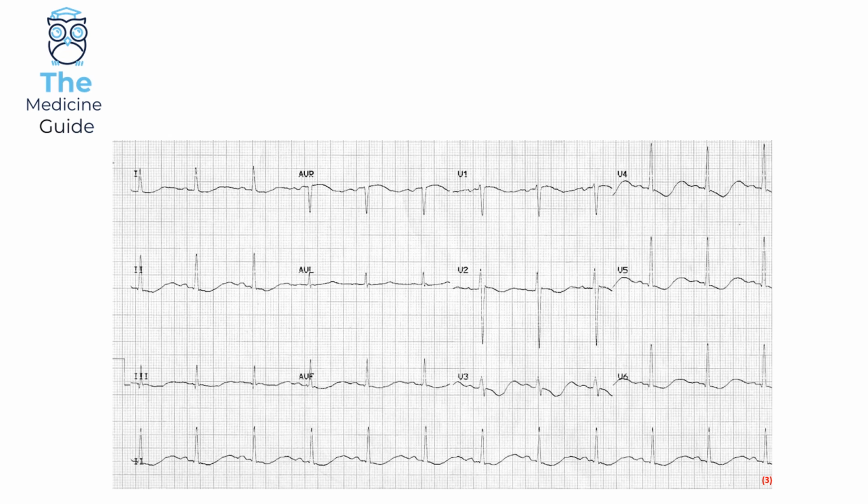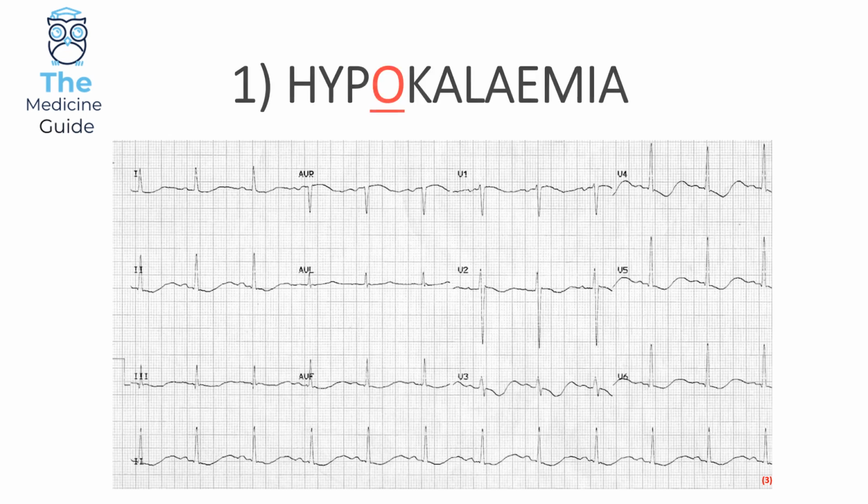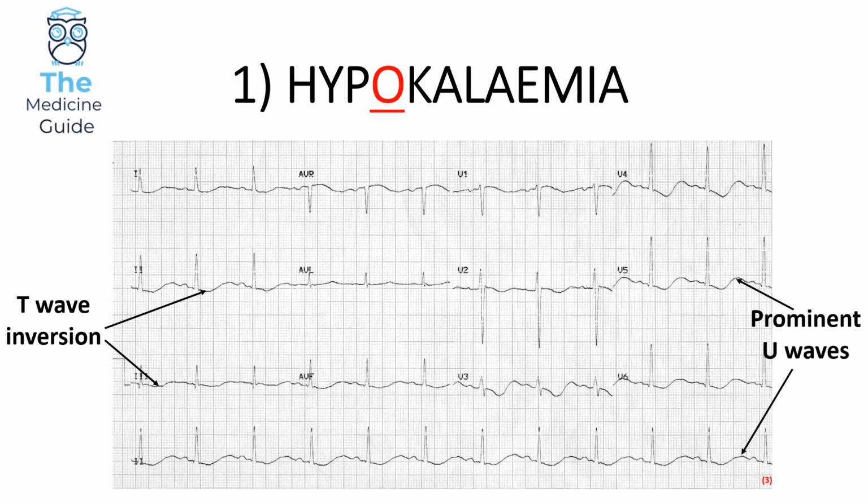Okay, so the answer is hypokalemia. Let's have a look at this. Firstly, you've got T-wave inversion, and the T-wave inversion is most prominent, I thought, in leads 2 and 3. There's also a U-wave found in V5, V6, V4, leads 2, a little bit in V2, and definitely in V3.